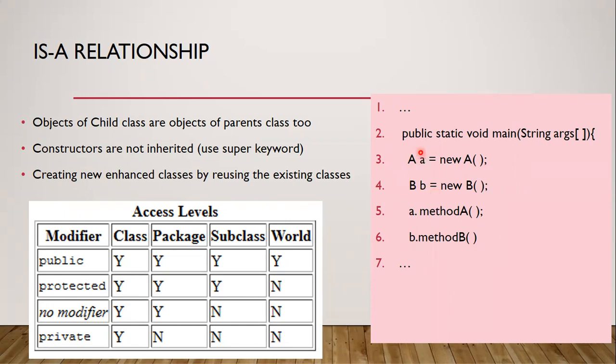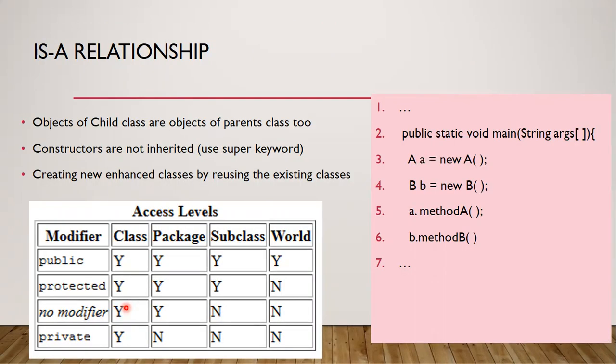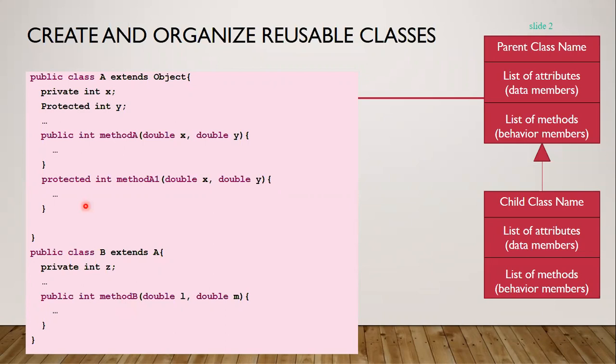In the previous slide, we got method A, method A1, method B. So here, the B object has got how many members? 2 members on its own and 3 members from the parent. So it has got 5 members altogether.